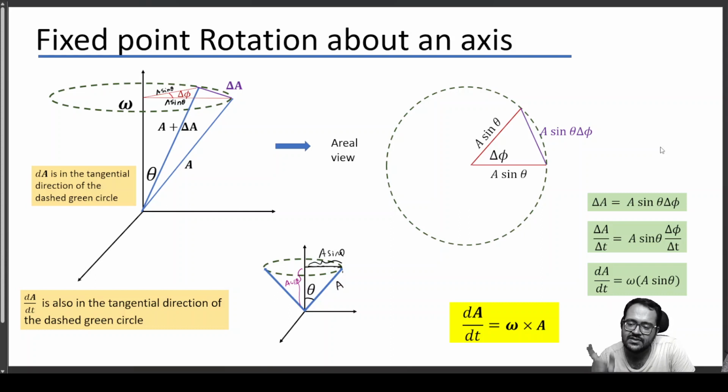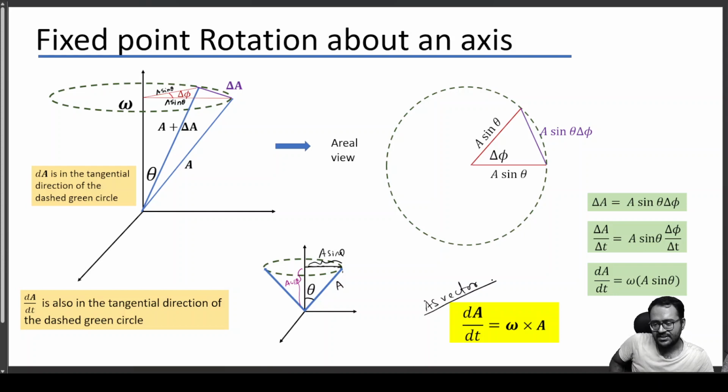So it will get you delta A by delta t. It's A sine theta delta phi by delta t. So I can write it as dA dt, as t is small. So delta phi by delta t is omega. It's omega multiplied by A sine theta. It's very important. And as a vector, this will be dA dt is omega cross A.